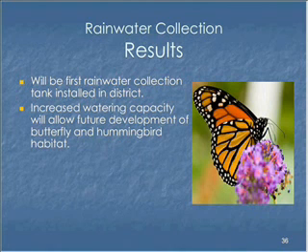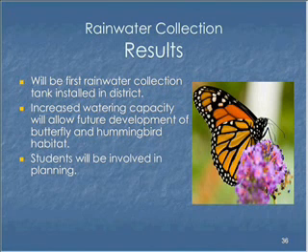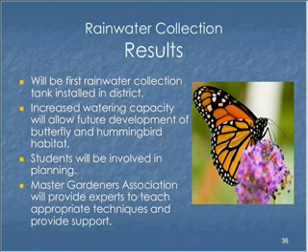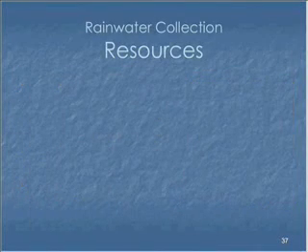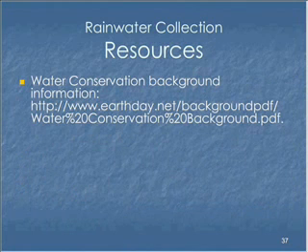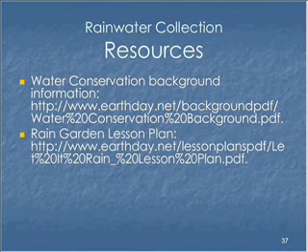And the students will be involved in the plan. They'll design, conduct research, and plant appropriate plants based on native and migratory butterfly and hummingbird species. And they will continue to partner with their Master Gardeners Association to move forward with techniques and support for the garden. We also have resources relevant to this success story. On our Green Your School guide, we have a background document on water conservation at schools. We also have a lesson plan on rain gardens. And we have other resources on gardening in general and outdoor classrooms.